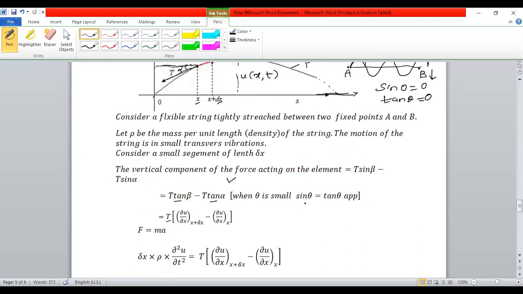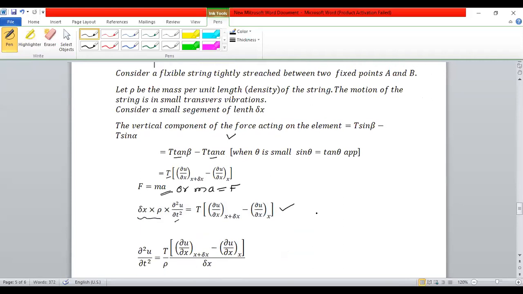And we know that F is equal to m into a. This is Newton's second law of motion, where m is mass and a is acceleration. In either way, you can write that ma is equal to F. Mass is the thickness of the string, that is delta x, into density, and acceleration is del square u divided by del t square. This is the motion u of x, t. Velocity will be del u by del t, and acceleration will be del square u divided by del t square. This is equal to the RHS as this.